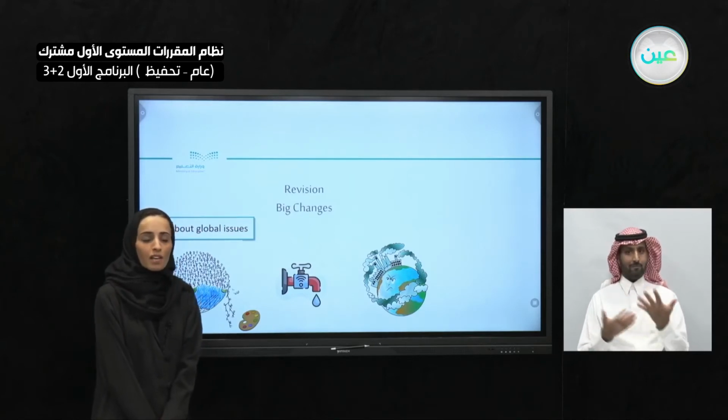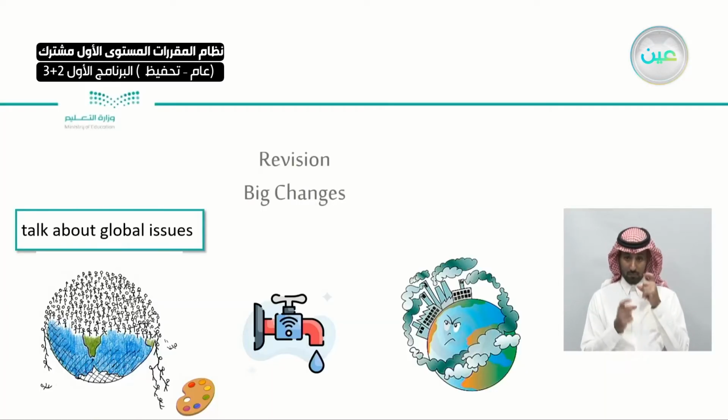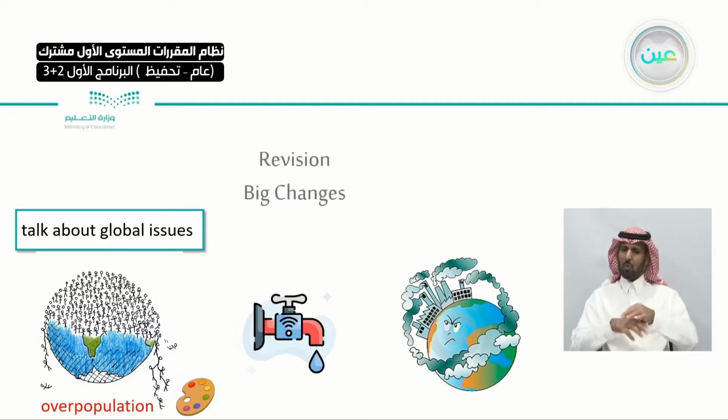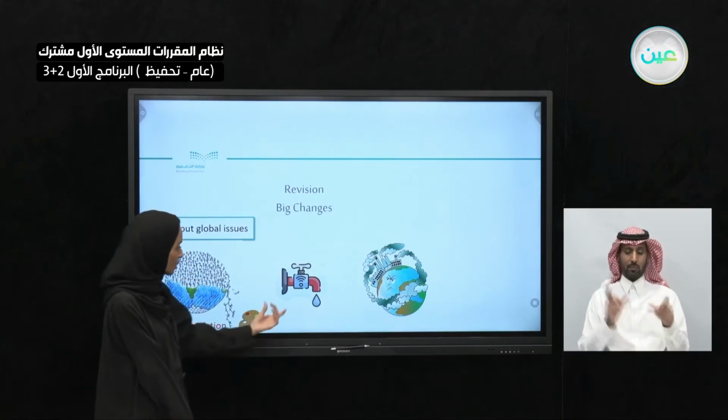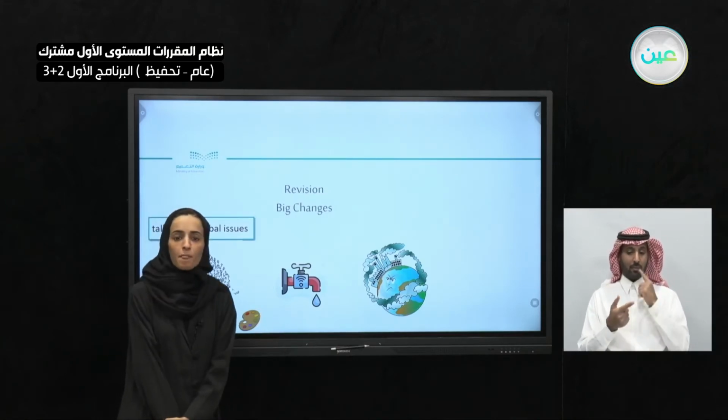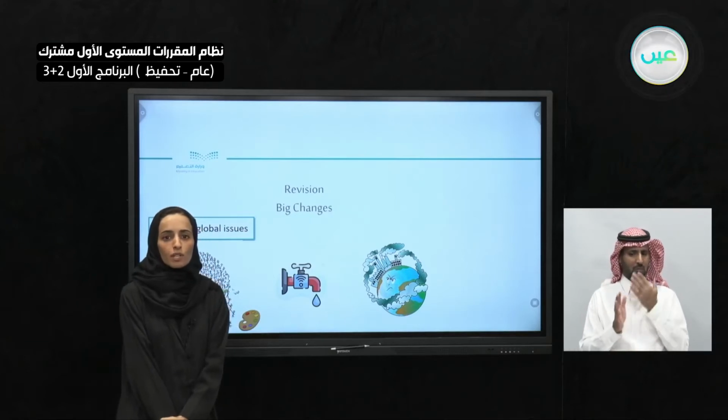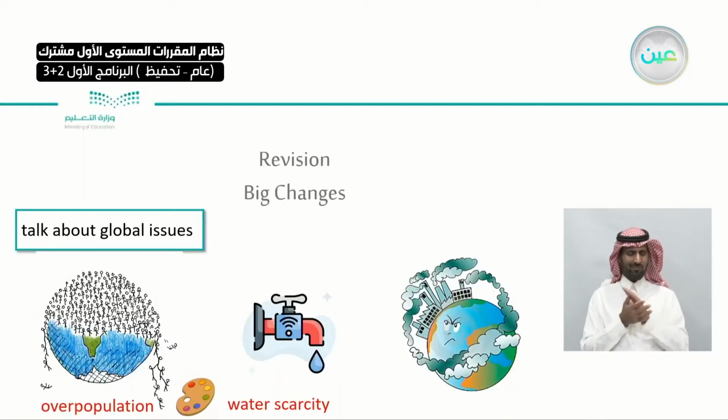What are they? Look at the first picture in here. What do we have? We're having Earth, the globe, and a big number of people. What is this global issue? What do you call it? We call it overpopulation. Population is the number of people. Over, more than needed. What about the second one? We're having water, and it's not enough for everyone. The global issue here is water scarcity. Scarce, it's not enough for everyone.